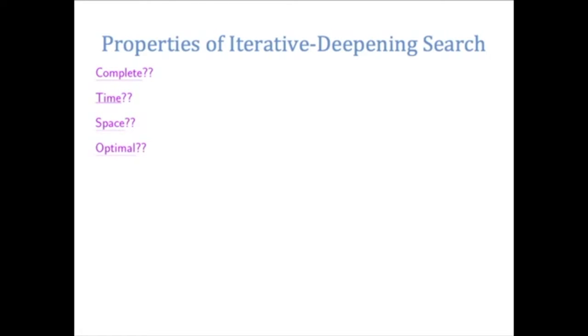So what are the properties of iterative deepening search? Are we going to be able to find all the states with solutions? And the answer is yes, because basically for any arbitrary depth of solution, we will eventually reach it because we keep increasing L. How about time complexity?